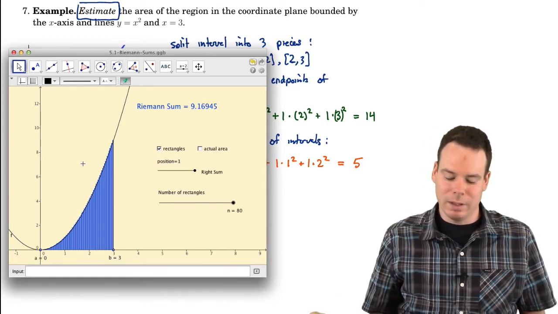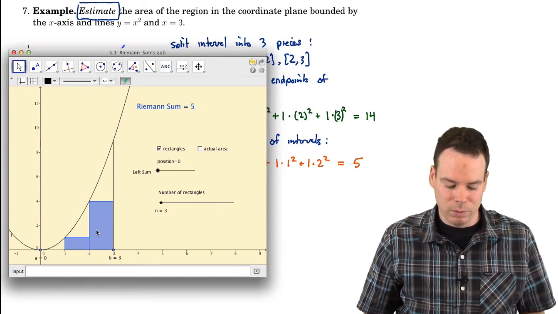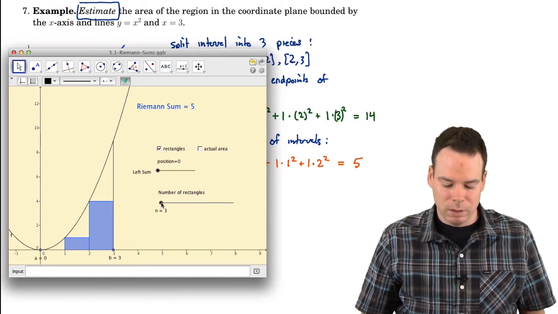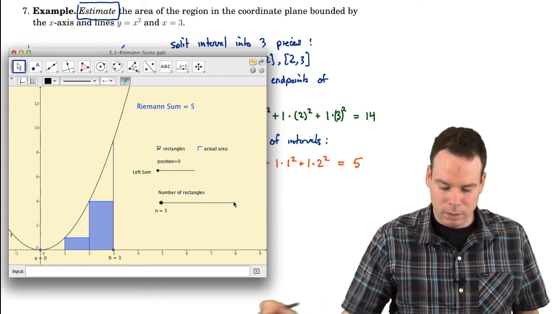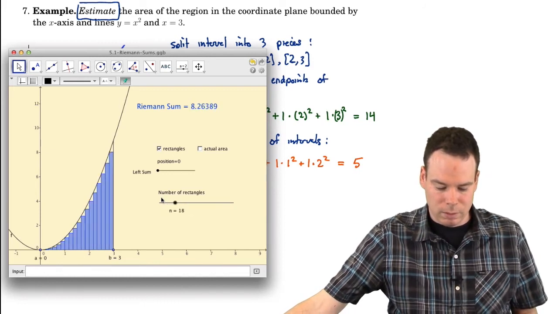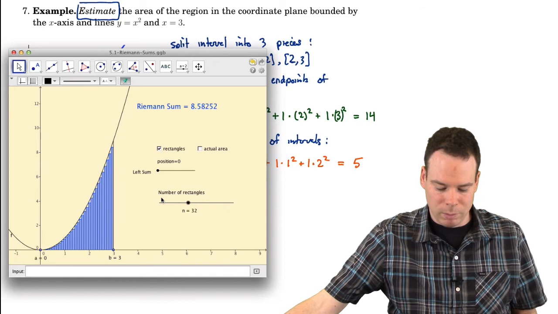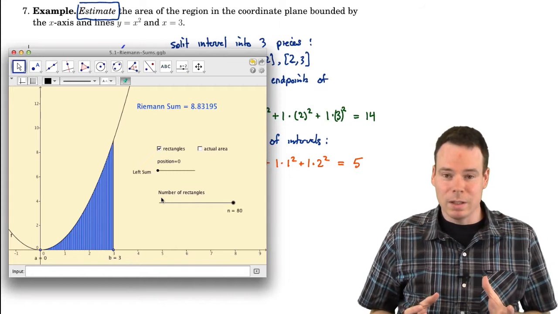Now we can do the same thing with the left-hand endpoints. Remember, in this particular case, those left-hand endpoints formed a lower bound. Those left rectangles were always of area smaller than the actual slice I'm looking for. So there's our Riemann sum of 5. And now I want to crank that number up. The Riemann sum is getting bigger and bigger in value. I'm up to 34 rectangles. If I keep going, and head all the way up to 80 rectangles like we were before, I know that 8.83 is a pretty good estimate.